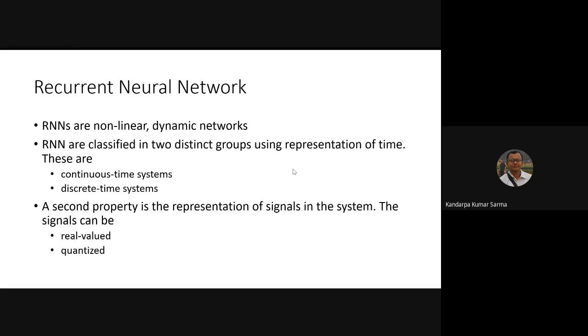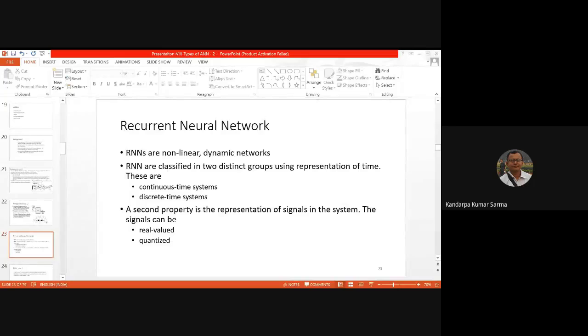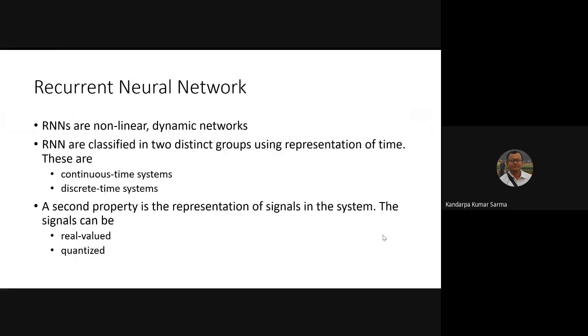RNNs are used to classify into two distinct groups by the consideration of representation of time. These are continuous time systems and discrete time systems. So you can have two groups of RNN structures: continuous time systems and discrete time systems.